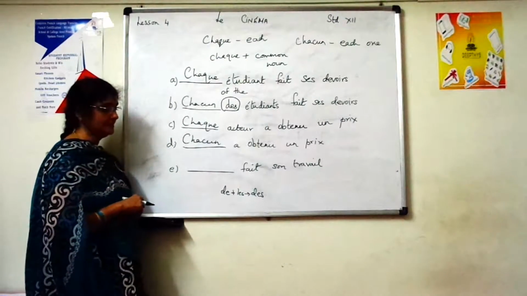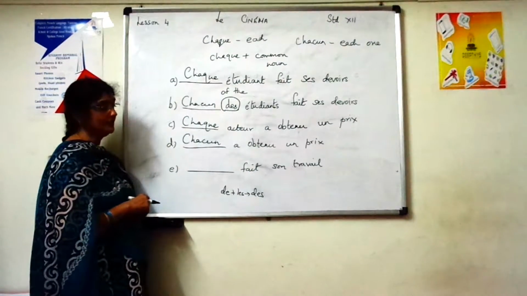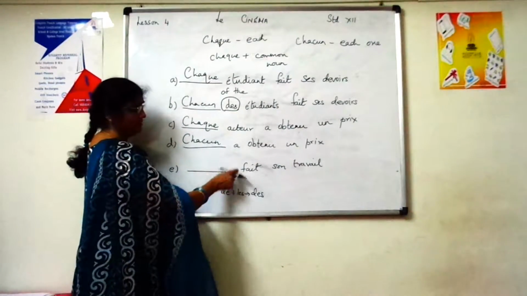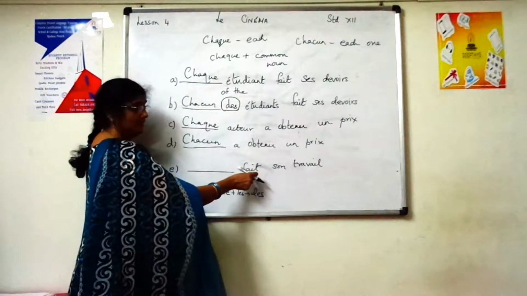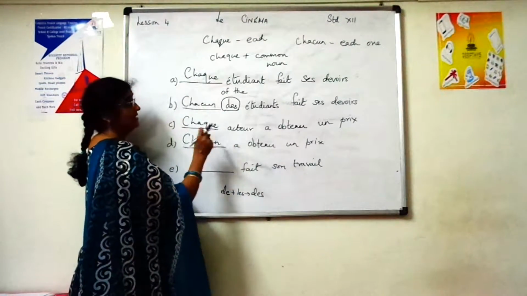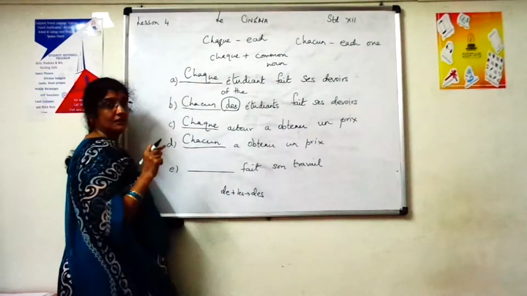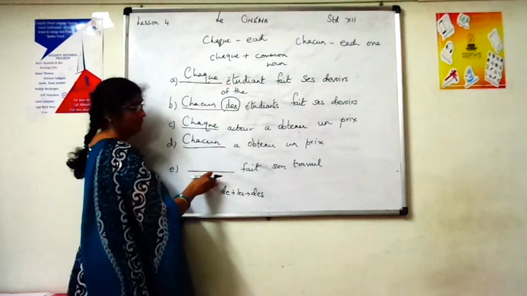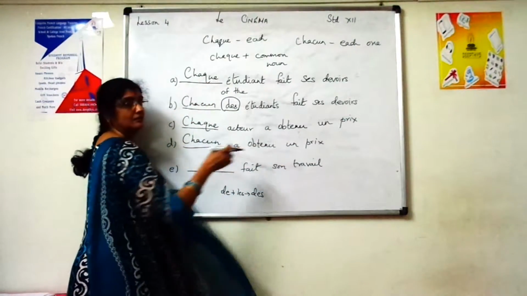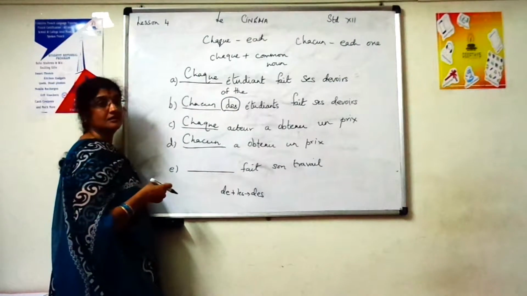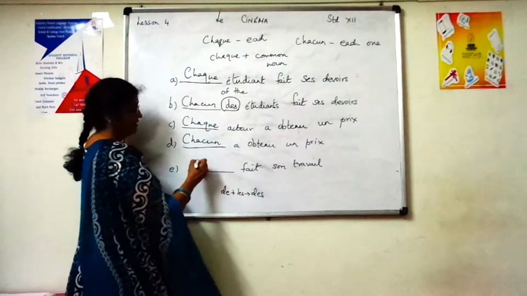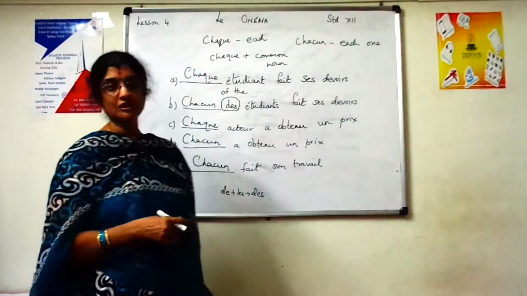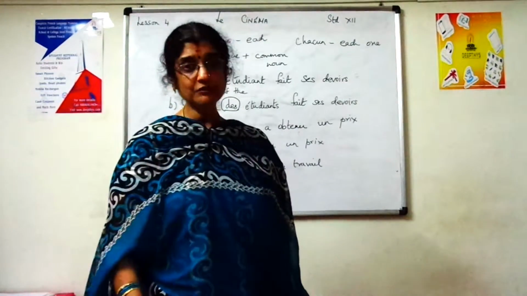We come to the last sentence. Dash fait son travail. So again here you can see there is no common noun. There is only a verb here. So when I said if you use each, there has to be a common noun. Since there is no common noun, you can straight away understand each one does his work or her work. So the answer is chacun fait son travail. So with that we come to the second exercise.